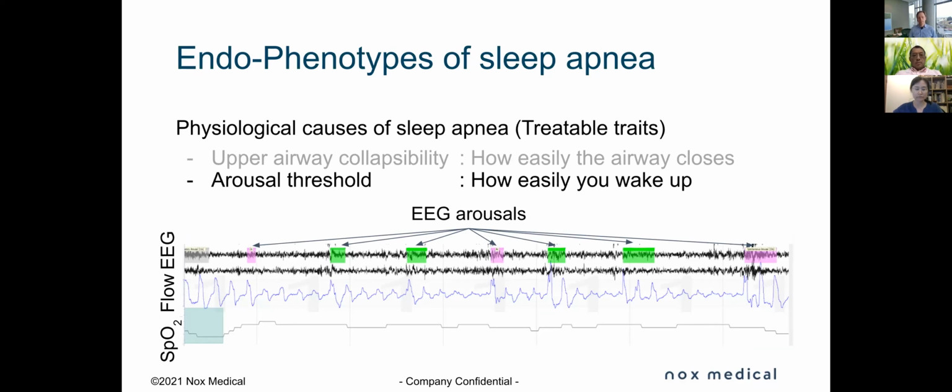The next one we're thinking about is arousal threshold, or how easily do people wake up from disturbances in ventilation. And a case I found, which is probably a typical person with a low arousal threshold, wakes up easily. These are people who have small disturbances to their ventilation, and then they are followed by arousals. And there are no drops in the SpO2 signals. So these are typically your patients which have hypopneas and arousals. They would probably have low arousal thresholds.